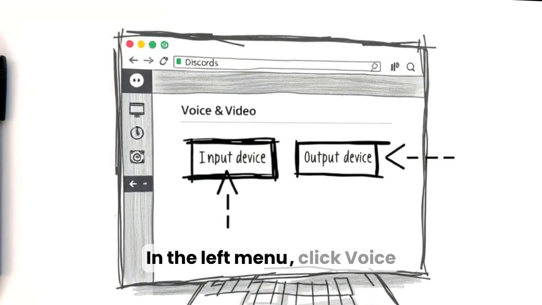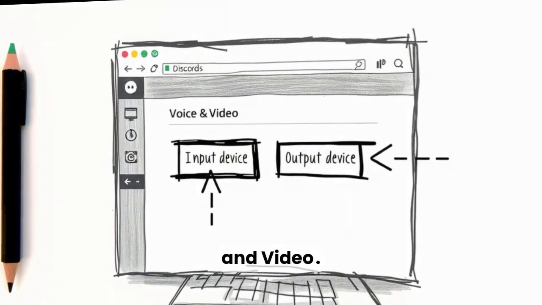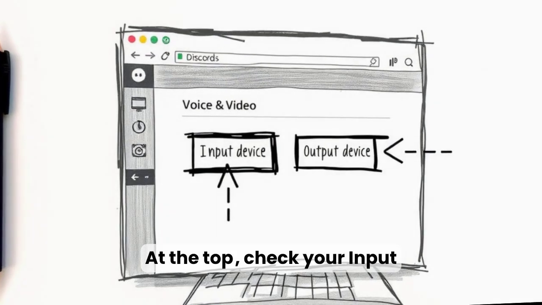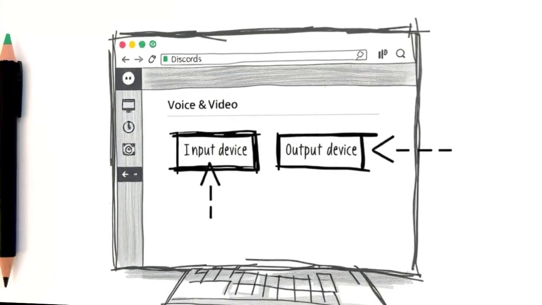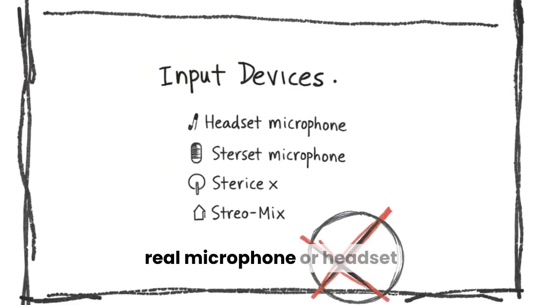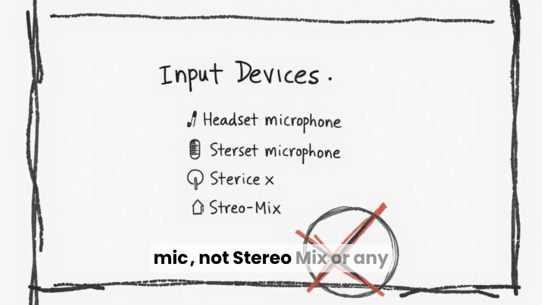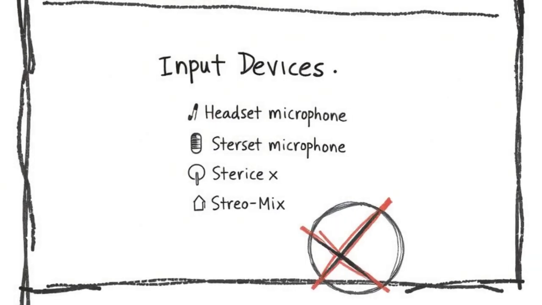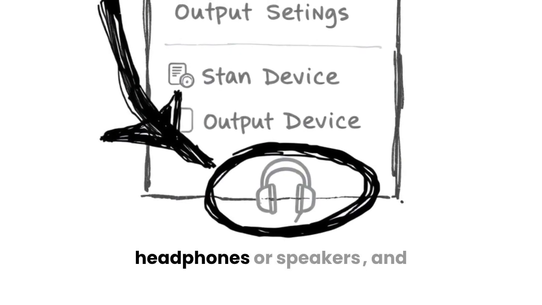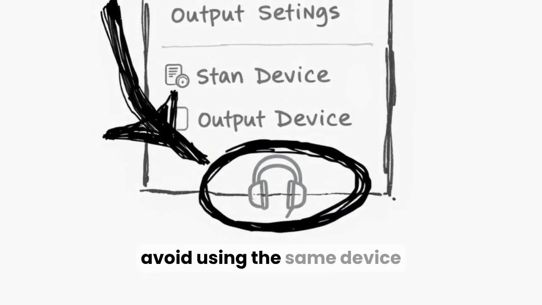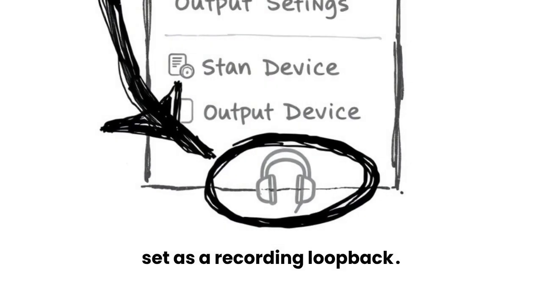In the left menu, click Voice and Video. At the top, check your input device and output device. Set your input device to your real microphone or headset mic, not stereo mix or any virtual device. Set your output device to your headphones or speakers, and avoid using the same device set as a recording loopback.